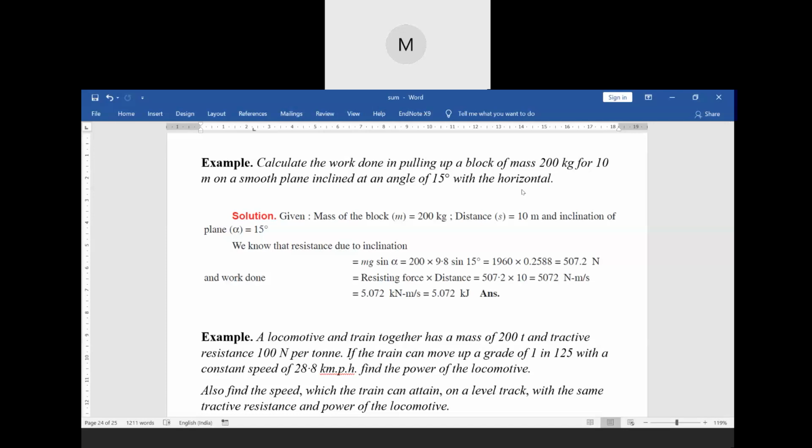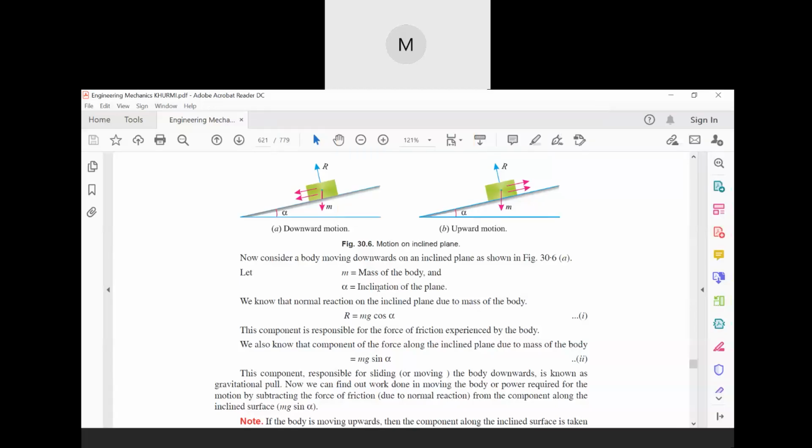Now the resistance due to inclination is given by mg sin alpha. Where is this formula taken from? It is the component of the force along the inclined plane due to the mass of the body, right? So this is taken as mg sin alpha. If mg sin alpha is present, then you can find out the component of the force.